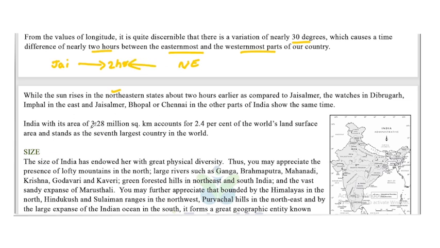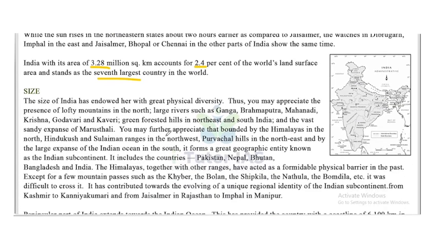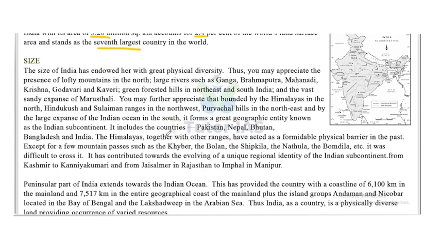India, with its area of 3.28 million square kilometers, accounts for 2.4% of the world's land surface, and this makes India the 7th largest country of the world. Now the size: the size of India has endowed it with great physical diversity.